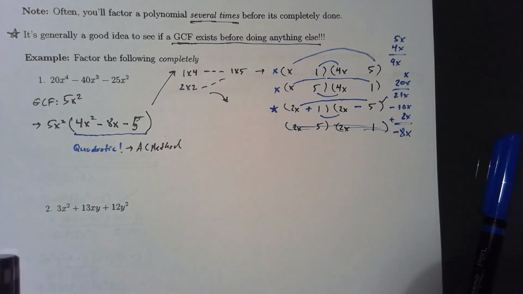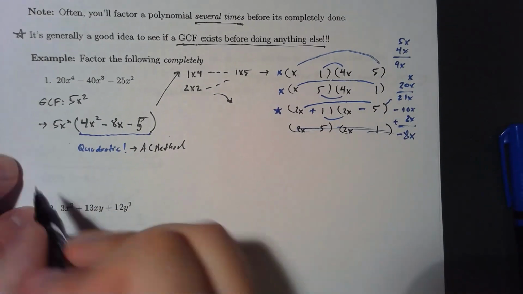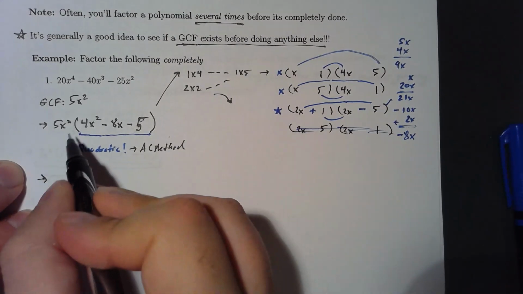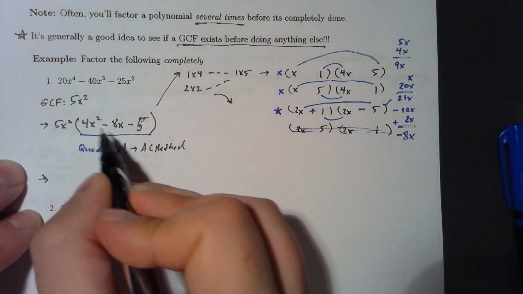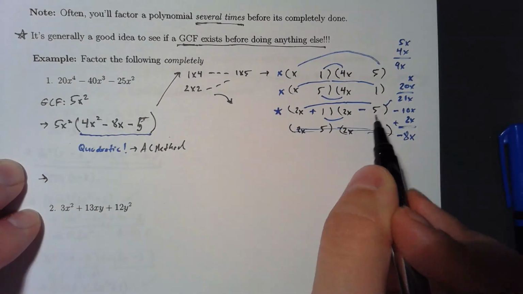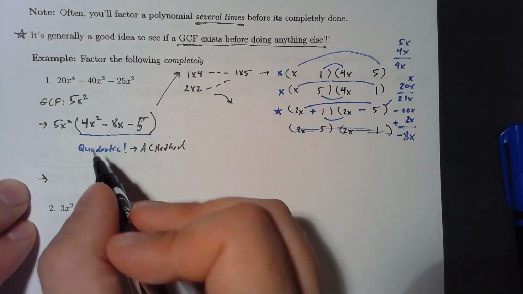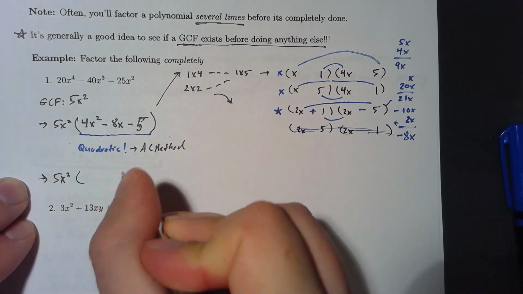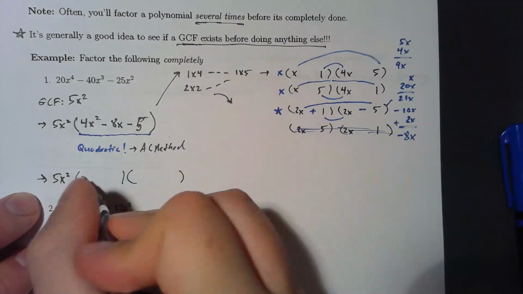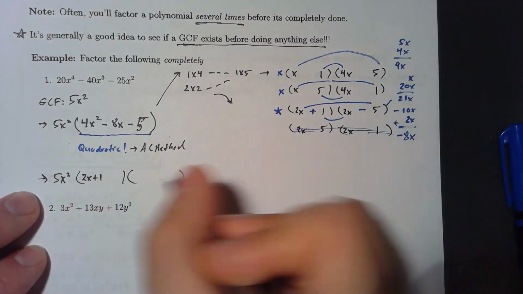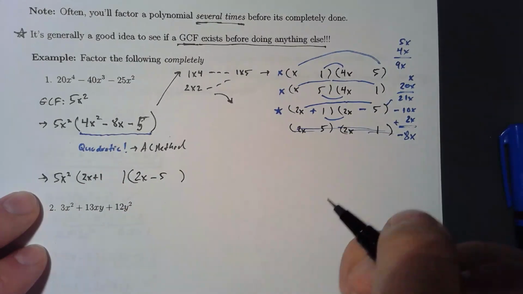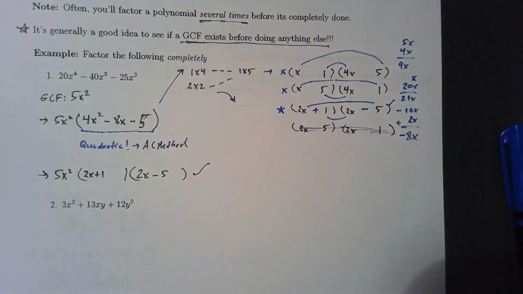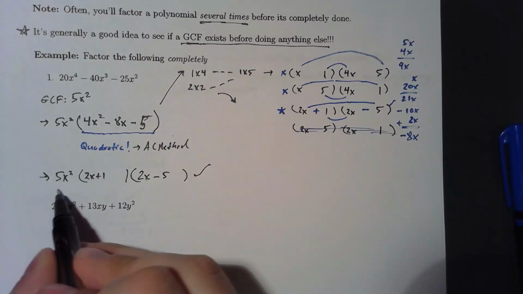So when it's all said and done, this also factors to 2x plus 1 and 2x minus 5. So this whole thing factors in total to 5x squared, times 2x plus 1, times 2x minus 5. So those are my factors.